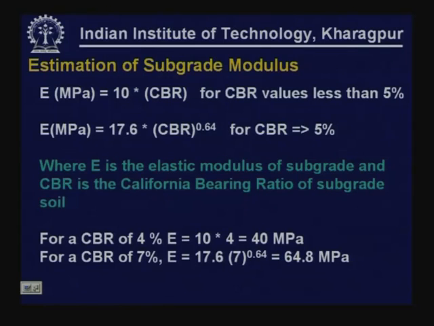For example, for a CBR of 4%, modulus value will be 10 into 4, that is 40 MPa, and for a CBR of 7%, modulus value of subgrade will be 17.6 into 7 to the power 0.64, that will be 64.8 MPa.